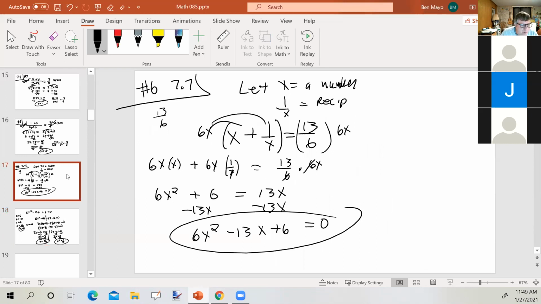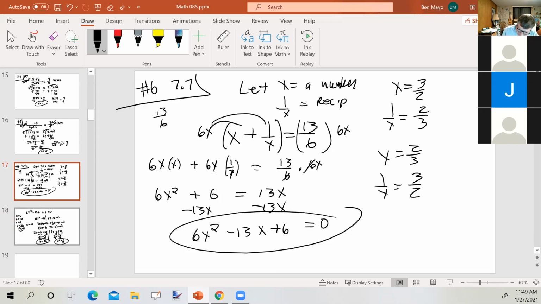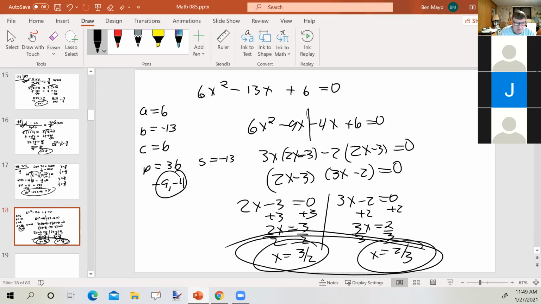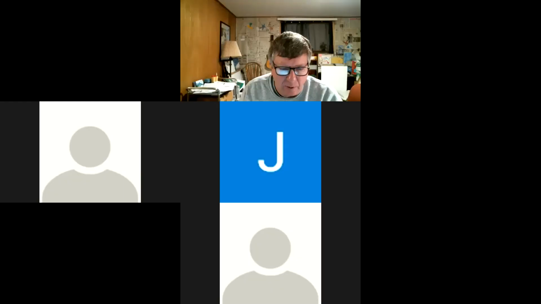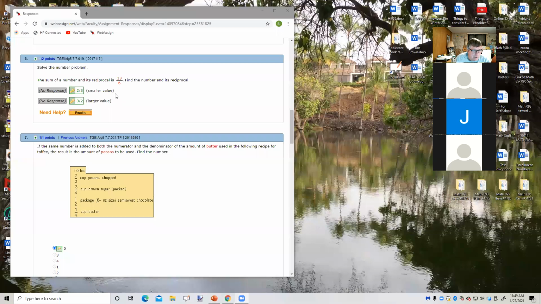And the question said, find the number and its reciprocal. Well, if x is the first one, 3/2, then what would its reciprocal be? 2/3. What if x is 2/3? Then what would its reciprocal be? 3/2. So both of these answers are correct. But now, if we go back to the original problem in WebAssign, it says to list the smaller value first. So 2/3 would go first, followed by 3/2.